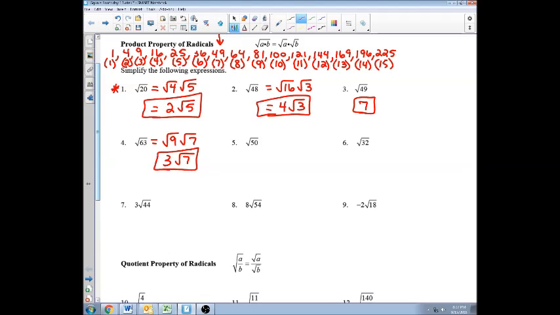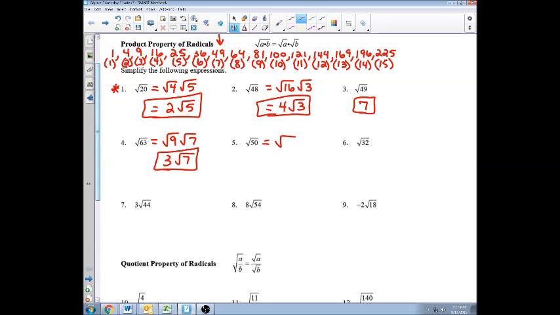So I'll just leave it as the square root of 7. On to number 5. I have the square root of 50. So the first number I'm going to check is 49. So I'll take 50 divided by 49. That does not come out to a whole number. Then I would take 50 and divide it by 36. That also will not come out to a whole number. But 50 divided by 25 will work.